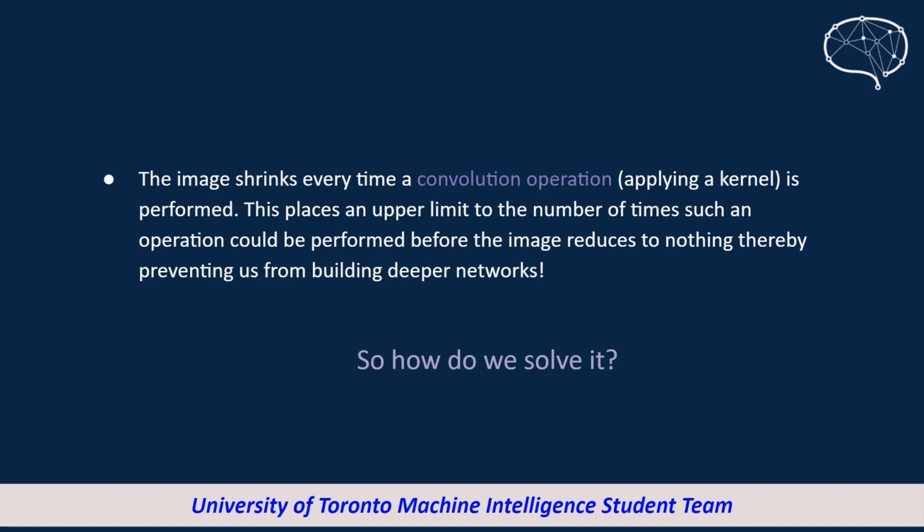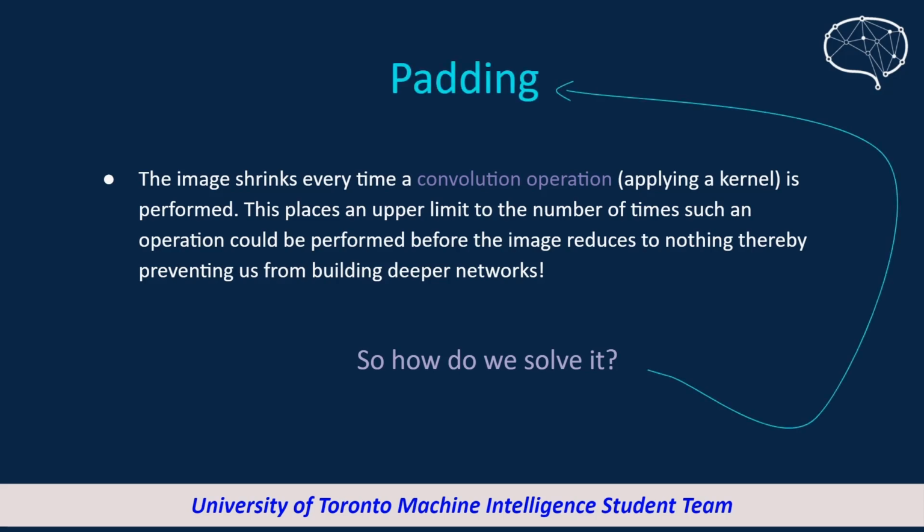The image shrinks every time a convolution operation is performed. This places an upper limit to the number of times such an operation could be performed before the image reduces to nothing, thereby preventing us from building deeper neural networks. So how do we solve it? The answer to the question is padding.